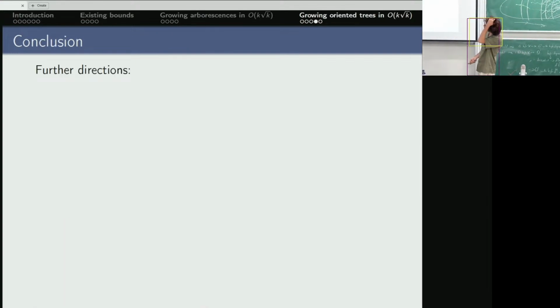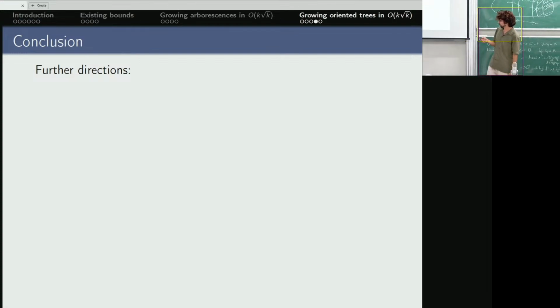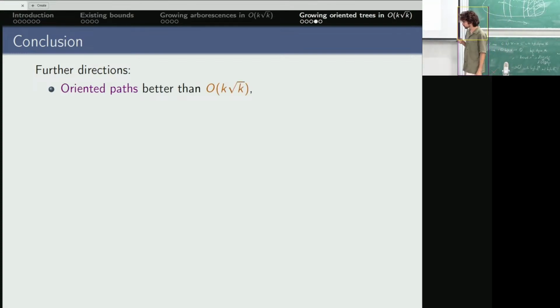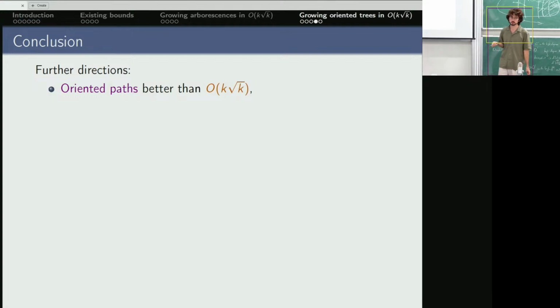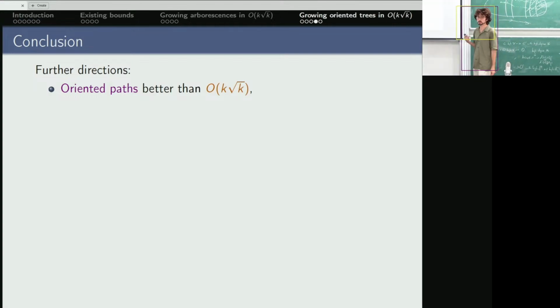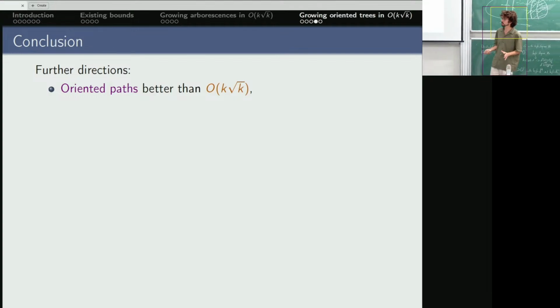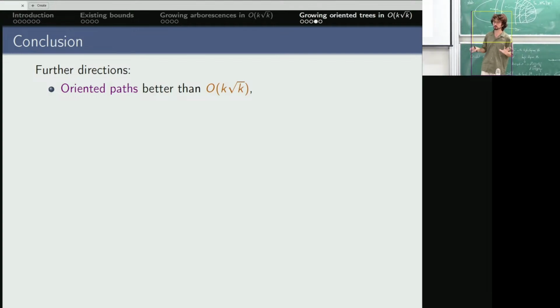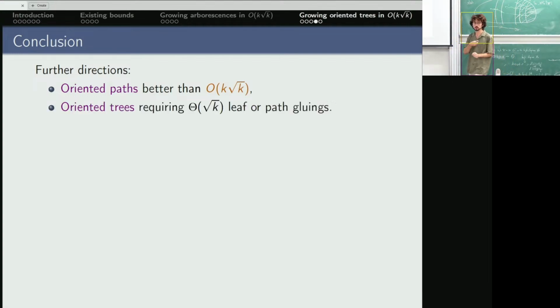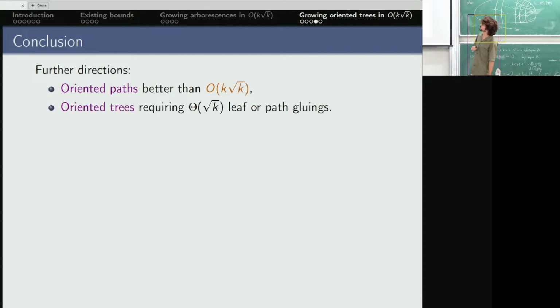So to conclude, I will give a few intriguing questions and further directions. So we have improved the general bounds, and this improves the bound for oriented paths too. But there is no better technique for oriented paths. We don't know how to do better. So for general orientations of paths, we don't know how to do better than cutting the path into bits of size square root of k and paying k for each gluing. So this would be an interesting direction.